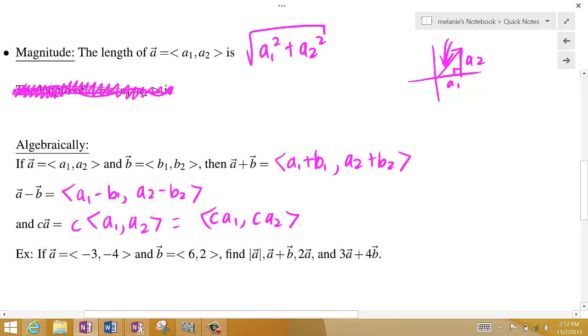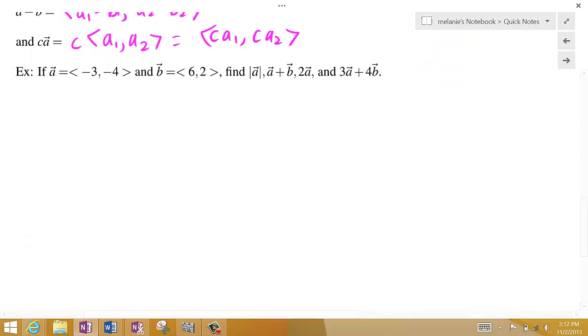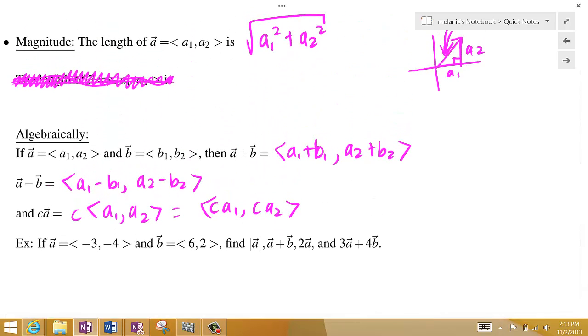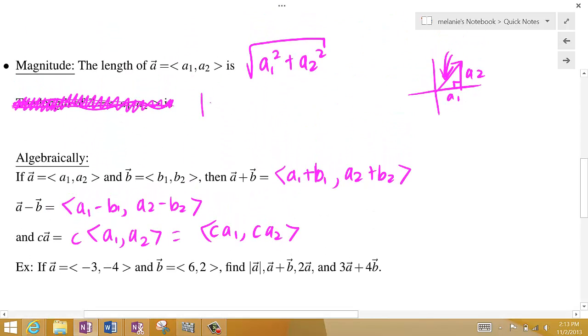Here's an example. If vector A is -3, -4, and vector B is 6, 2, find the magnitude of A, A plus B, 2A, and 3A plus 4B. So the magnitude of A, oh, and I want to point out one other thing. Magnitude is length. I didn't show you the notation. You may write magnitude of A like this with absolute value symbols. Some books write it like this with double absolute value symbols. They mean exactly the same thing.